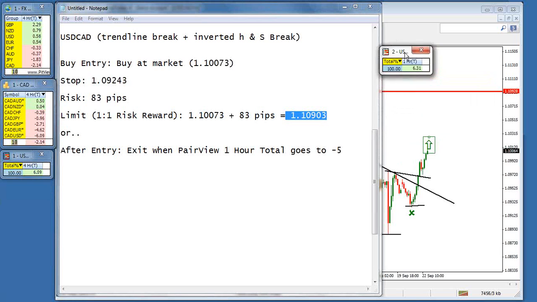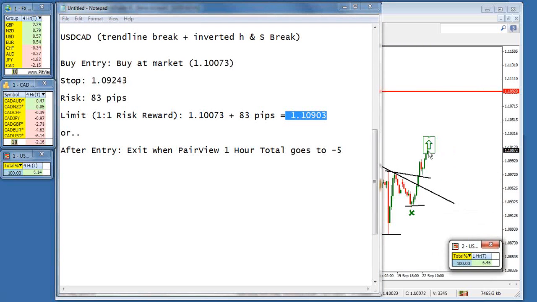So all you would need to do is put your pair view 1 hour totals on your screen, like right down in here. And if you're long, as it's going up, if it doesn't come down and hit your stop, but as it's going up, what you can look for is, okay, well, if this 1 hour total goes to -5, if it goes to a red 5, if you will, then I'm getting out. I'm going to go ahead and take whatever profit I have in the trade off the table and just take it off.